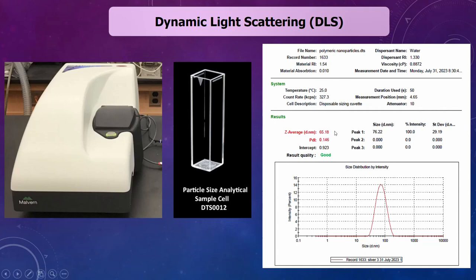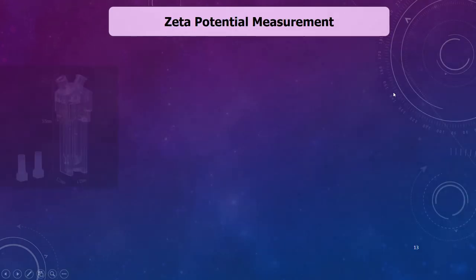Then PDI. PDI is also a very important factor in nanoparticle synthesis. PDI should be near 0.100. PDI is the polydispersity index, which shows how uniformly the nanoparticles are dispersed in the liquid medium. If it is 0.100, that means the nanoparticles are uniformly distributed throughout the solution or medium. Then the result quality, depending upon the average nanoparticle size, should be good. If it is good, we proceed to further characterization like SEM, TEM and various other characterizations of nanoparticles. The next thing is zeta potential measurement.